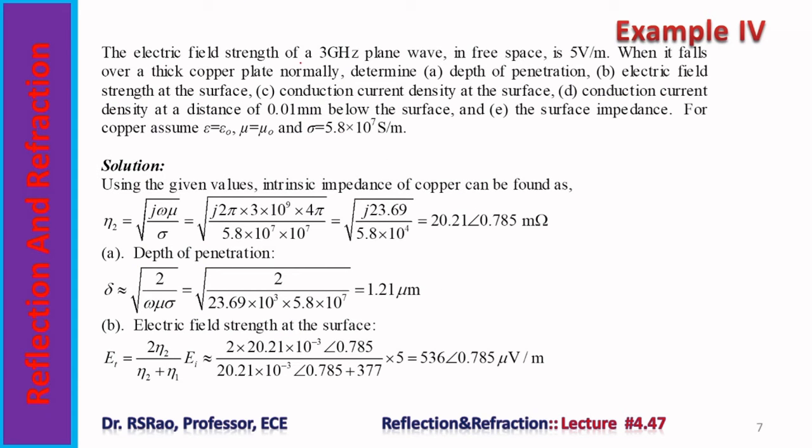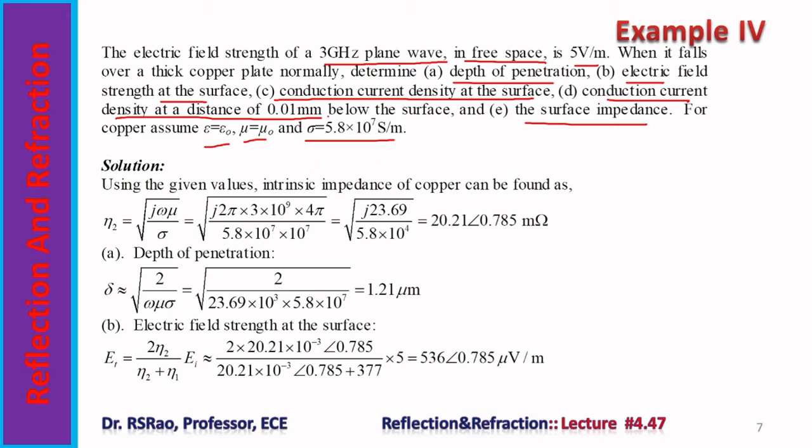Another problem, example 4. The electric field strength of a 3 GHz plane wave in free space is 5 volts per meter. When it falls normally on a thick copper plate, determine the depth of penetration, electric field strength at the surface, conduction current density at the surface, conduction current density at a distance of 0.01 millimeter below the surface, and surface impedance. For copper, assume epsilon equal to epsilon naught, mu equal to mu naught, and sigma is 5.8 × 10^7 Siemens per meter.